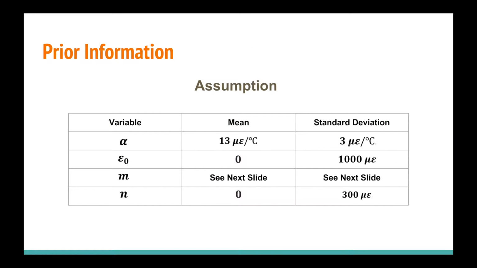So after building the model, we move on to assume the prior condition. Altogether 4 variables here. For alpha, we just searched the coefficient of linear thermal expansion of steel online and got this value. And actually, the challenge is to get the m value. So here we create a physical model.